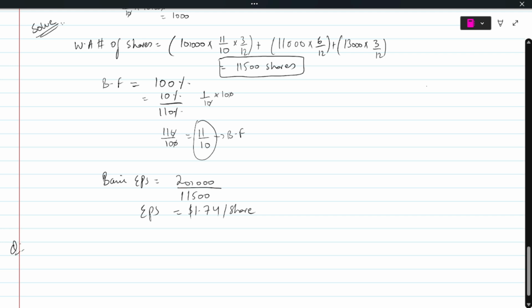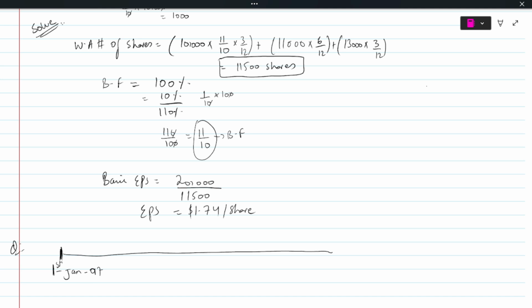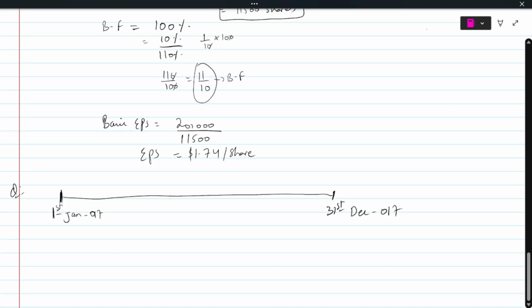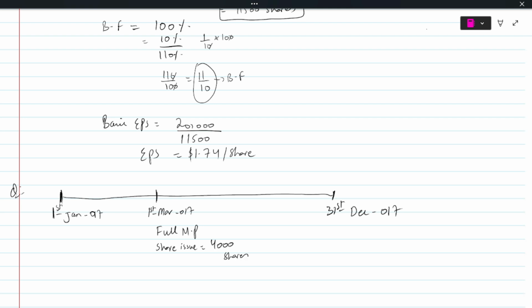Now the next question says that it is 1st Jan, let's take 17, and I am going to draw my year. So we have 31st December 17. On 1st of March 17, the company did a full market price share issue of, let's say, 4,000 shares. The second thing that the company did in the same year, on 1st November, was a 1 for 5 right issue.